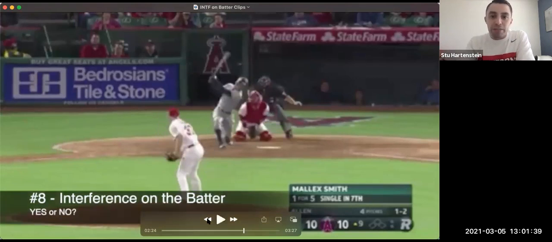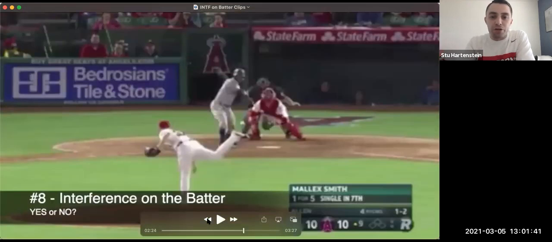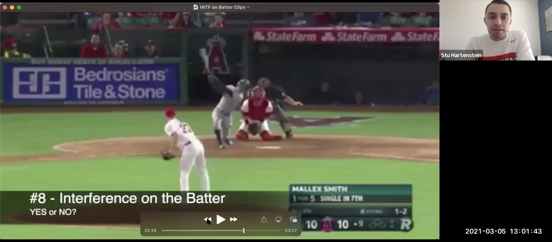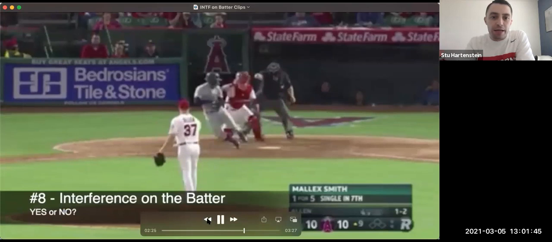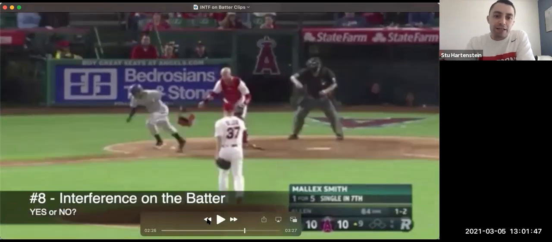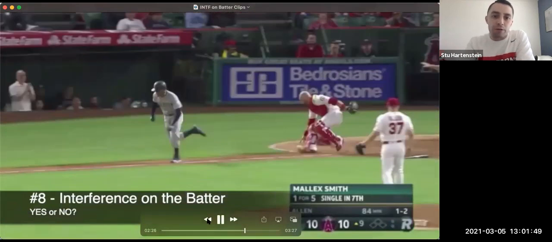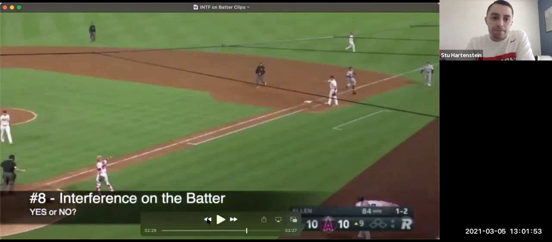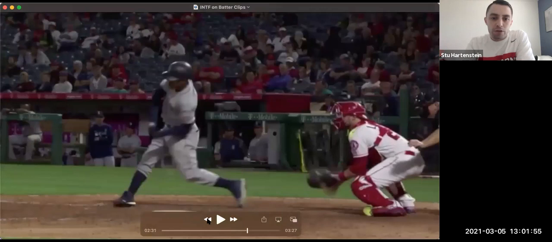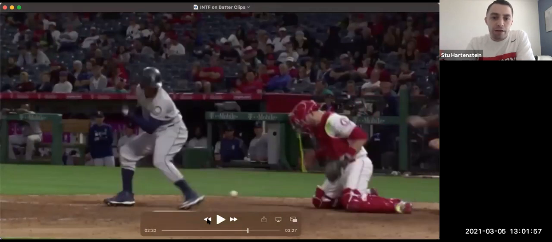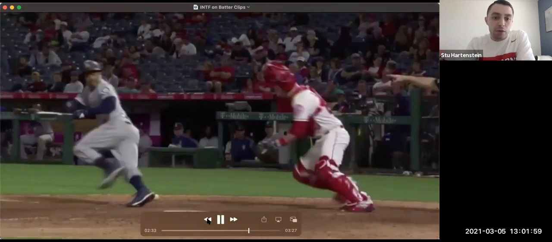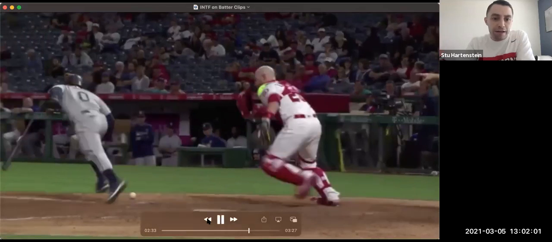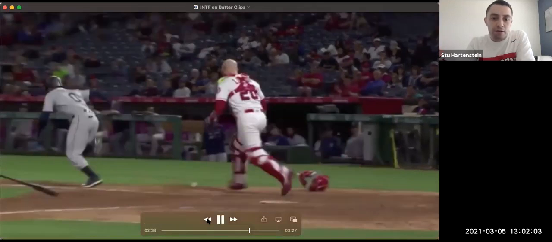Okay, so very similar play. This one is an uncaught third strike. Swing and a miss. Batter takes off for first base, and then it deflects off his foot. I'll slow it down once we get a better angle. Here's a look. Strike three. Ball gets away. Deflects off his heel right there.